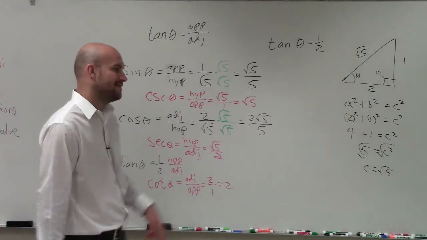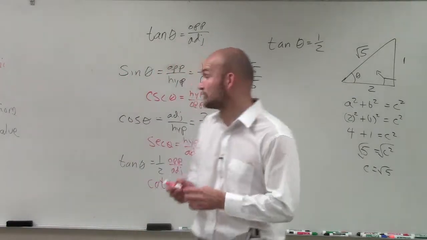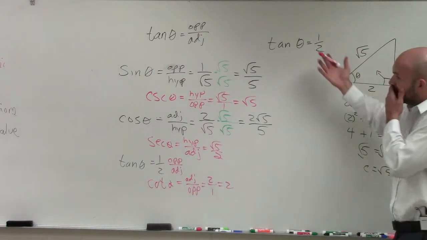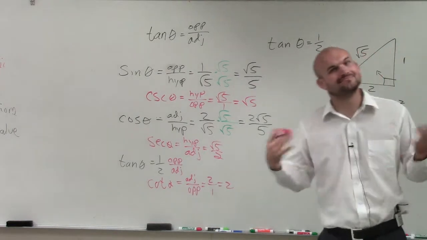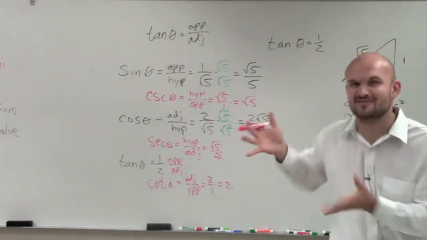So there you go, ladies and gentlemen. That is how we evaluate all 6 trigonometric functions when given a value of one trig function, by using an acute angle, something like that. Thank you very much. Thanks.